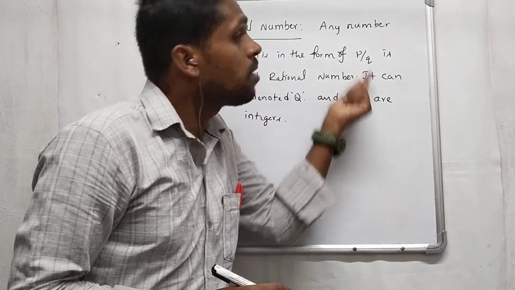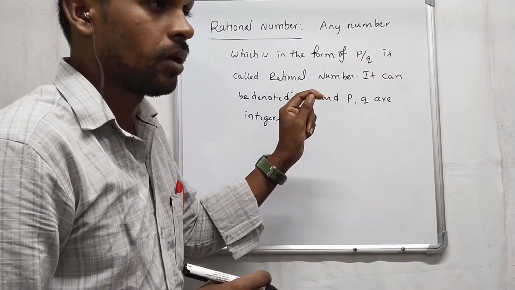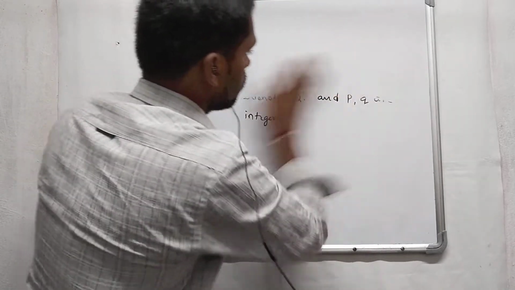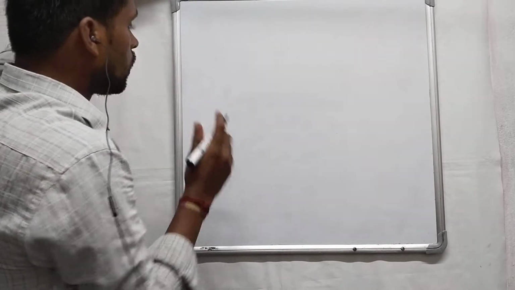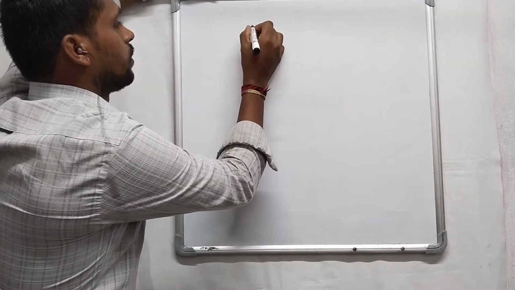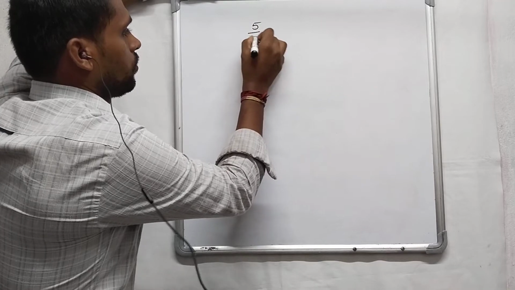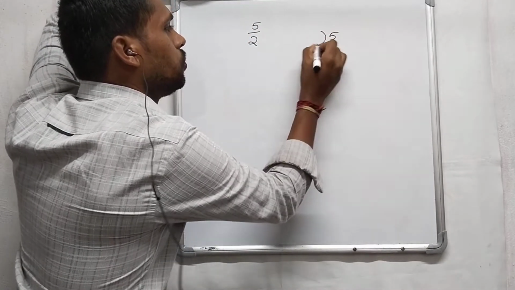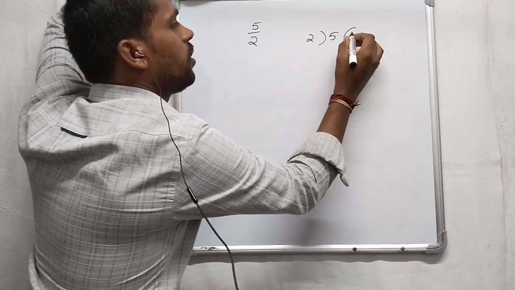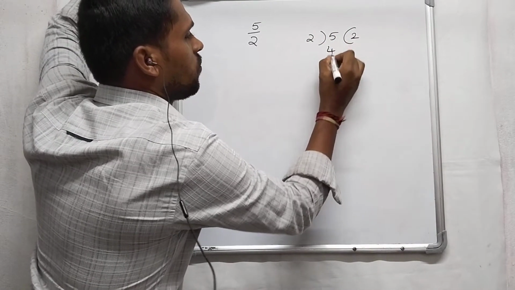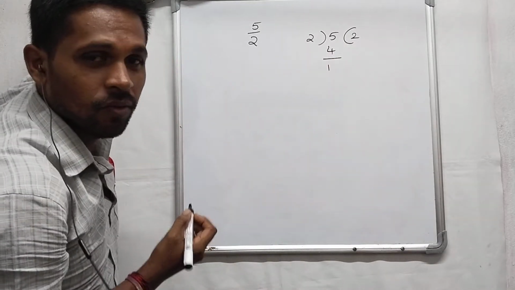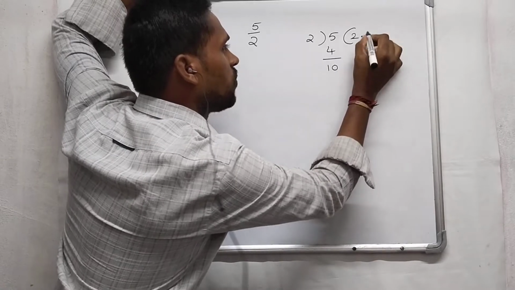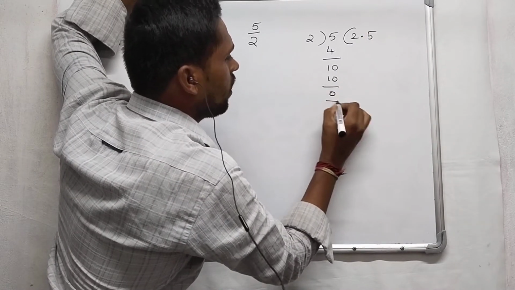In this P by Q form, how to convert to a decimal? Suppose you take 5 by 2. So, 5 divided by 2. How many times? 2 2s are 4, and a remainder 1. So again you take a point, you got 0. 2 5s are 10. So, remainder 0.